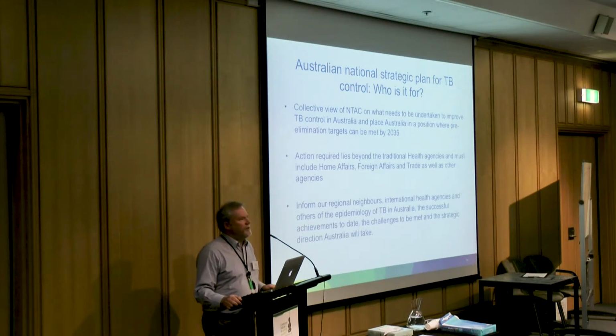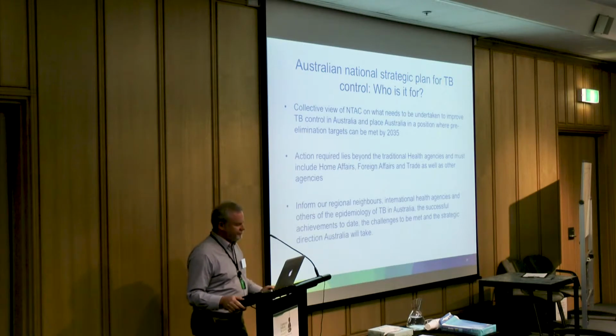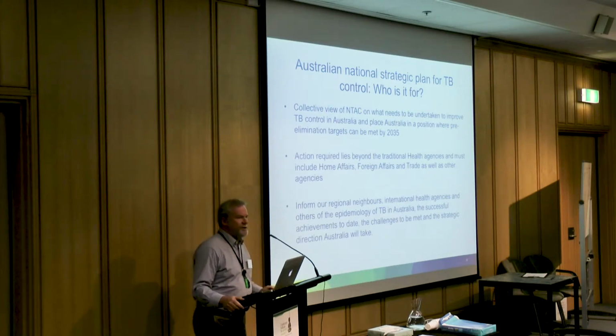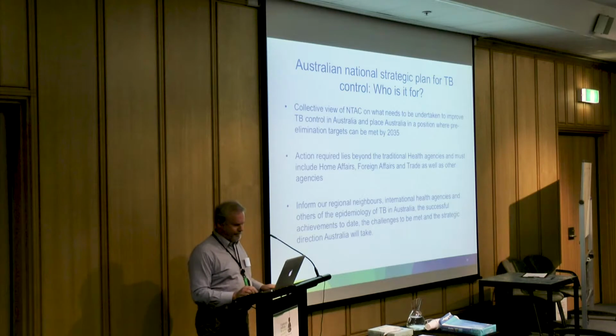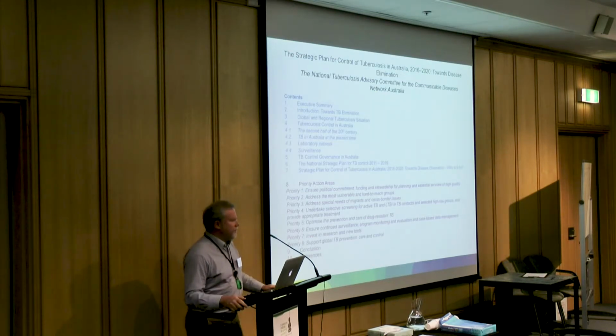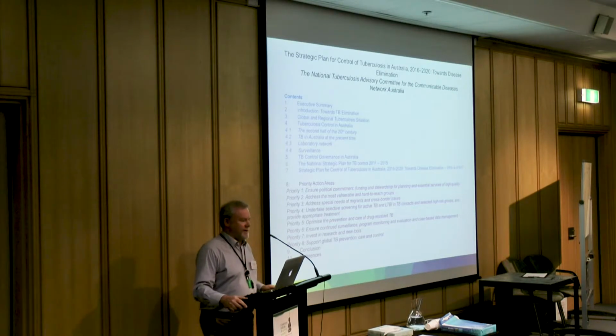And we also saw the opportunity as our strategic plan will eventually be published in Communicable Disease Intelligence and be available on the internet. This is an opportunity to tell our regional neighbours, international health agencies and others, researchers, what the epidemiology of TB in Australia is, what are our successes today, what are the challenges, and how are we going to approach them. So the strategic plan this time is, to borrow a WHO word, ambitiously entitled, the Strategic Plan for Control of Tuberculosis in Australia 2016 to 20 towards disease elimination, because that's where we want to take the focus.